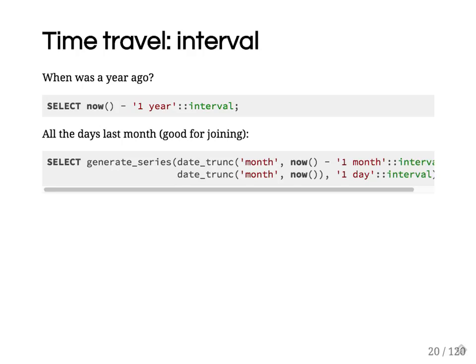Here's generate_series with this trick. This is all of the days last month as a set of rows. So we're doing generate_series from date_trunc month now minus a month to date_trunc month now in 1 day intervals.